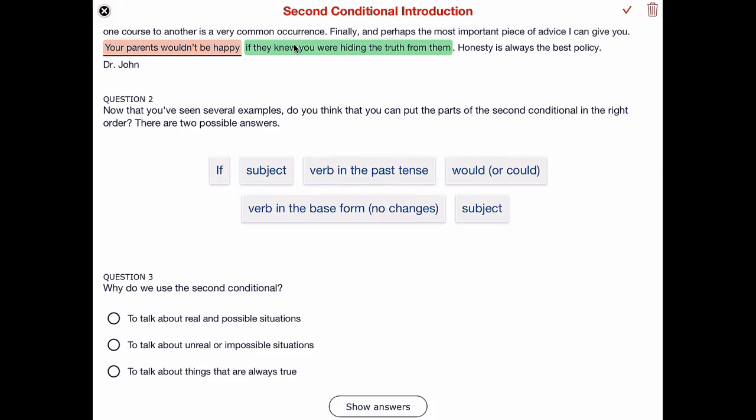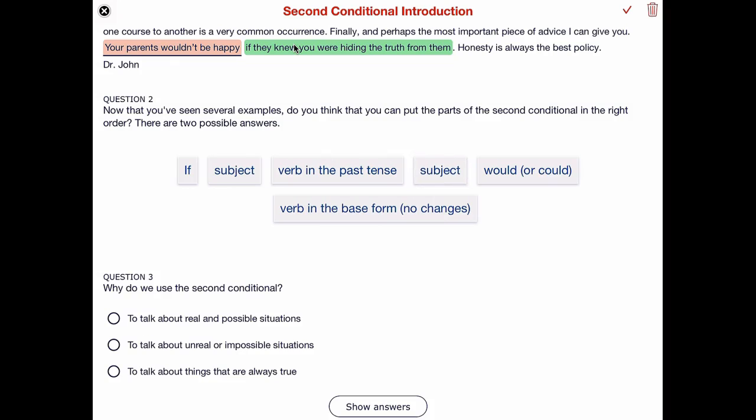Then we would have the subject, would or could, and verb in the base form. And remember, that just means it's a verb without anything added to it or changes made to it. No S's, no INGs, no EDs, nothing. Just simple. Okay, that's the base form, or some people call it the infinitive form.